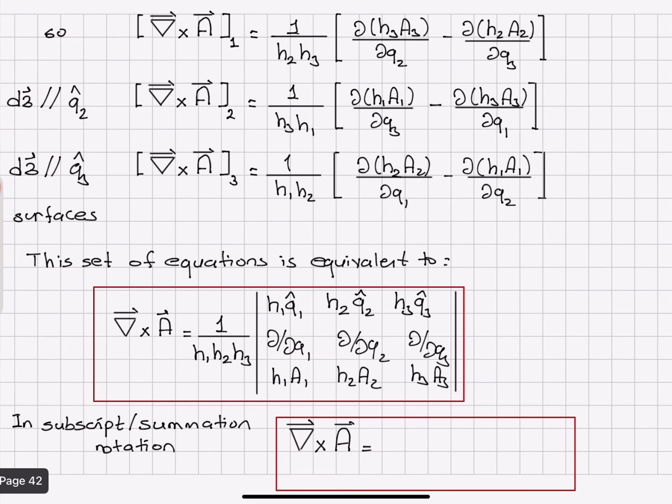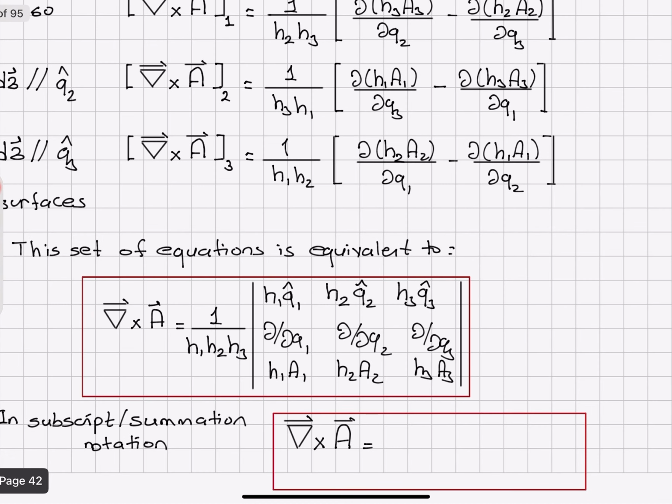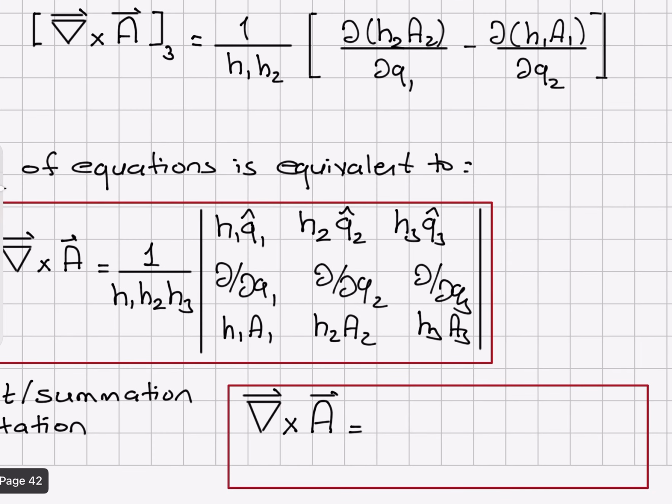So it's equivalent to this. For example, for the first component here, we would have ∂(H3A3)/∂Q2 minus ∂(H2A2)/∂Q3. Now you can see here, because I have H1 Q1 hat, the H1s will cancel, so I would obtain 1 over H2 H3. So the first term would be recovered.